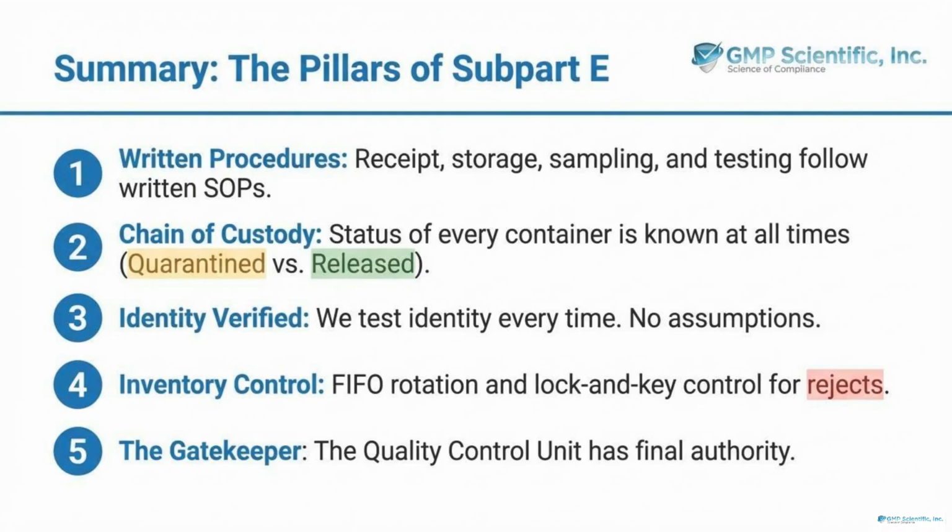To summarize, the control of components and closures rests on 5 pillars: written procedures, clear chain of custody, verified identity every time, inventory control, and the final authority of the Quality Control Unit.